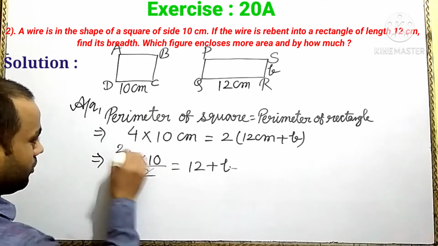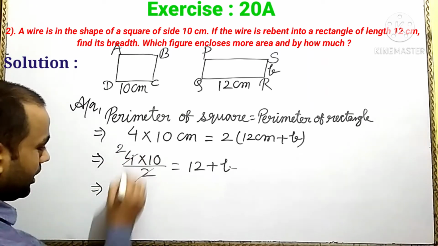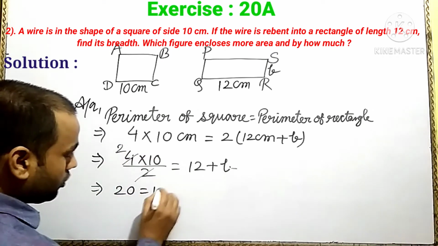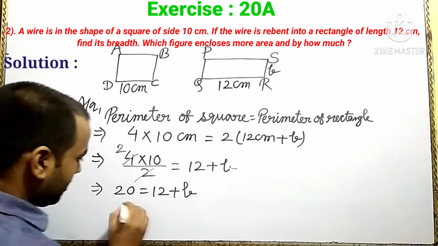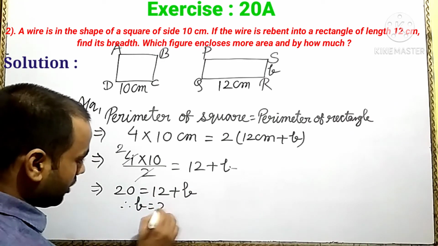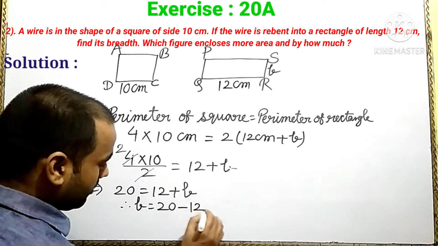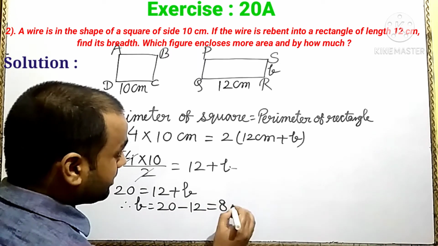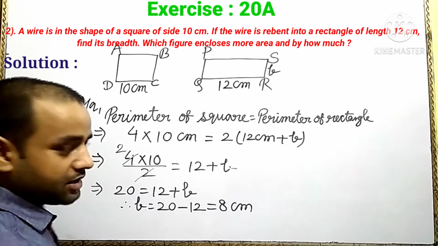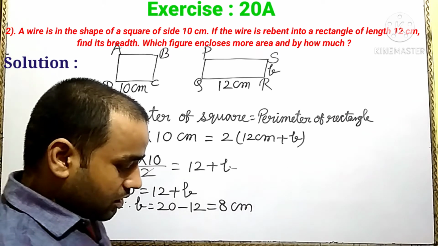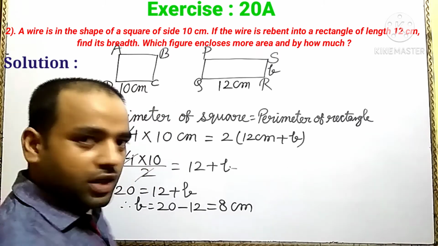Here 2 into 10, 20 is equal to 12 plus B. Therefore, B is equal to 20 minus 12 is equal to 8 centimeter. Is it clear? We found its breadth. The breadth is equal to 8 centimeter.